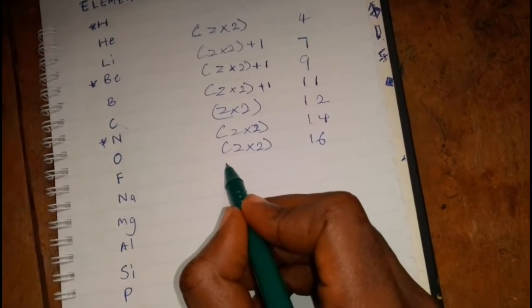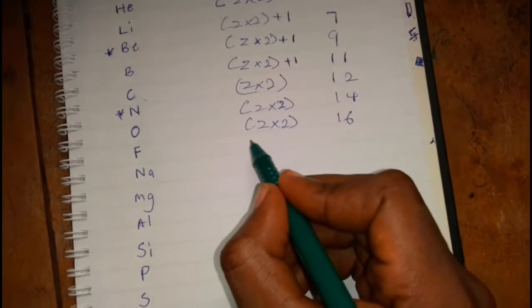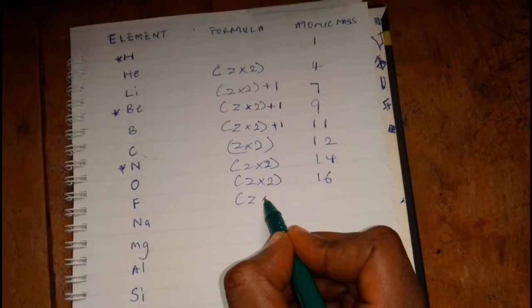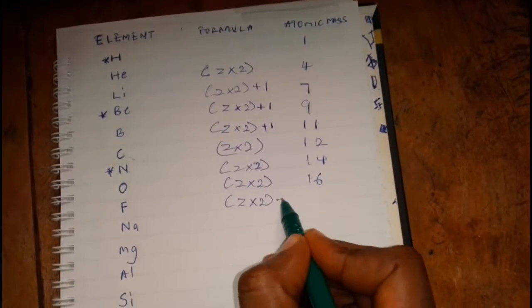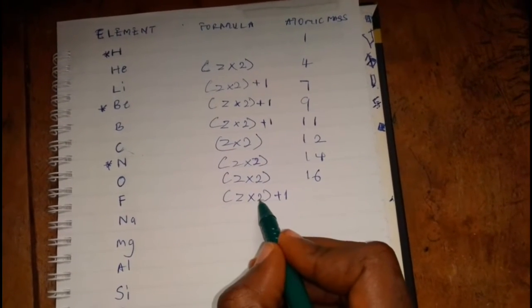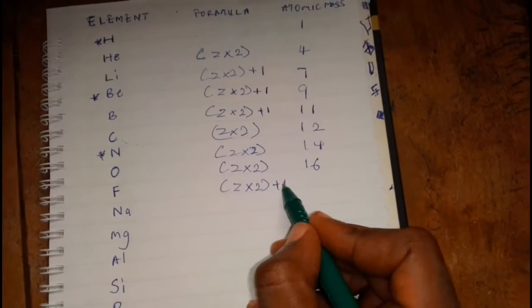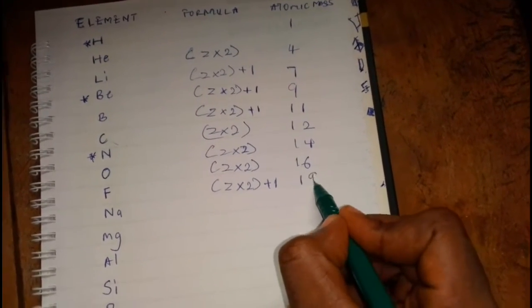Fluorine has atomic number 9, and it is an odd number, so we just use this plus 1. So 9 times 2 will give you 18, right? 18 plus 1 will give you 19.